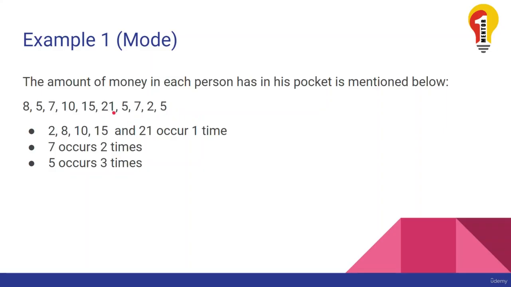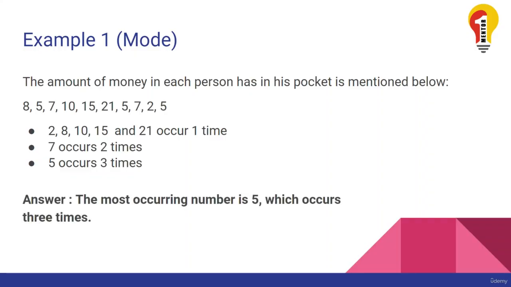If I ask what the mode is for this data, you see that 2, 8, 10, 15, and 21 occur once. That is okay, but let's see if there is any other value with higher frequency. We see that 7 occurs twice in this data set. Okay, that's better. But is there something better than this? We see that 5 occurs 3 times. So according to what we just learned, because 5 has the highest frequency, that makes it the mode.